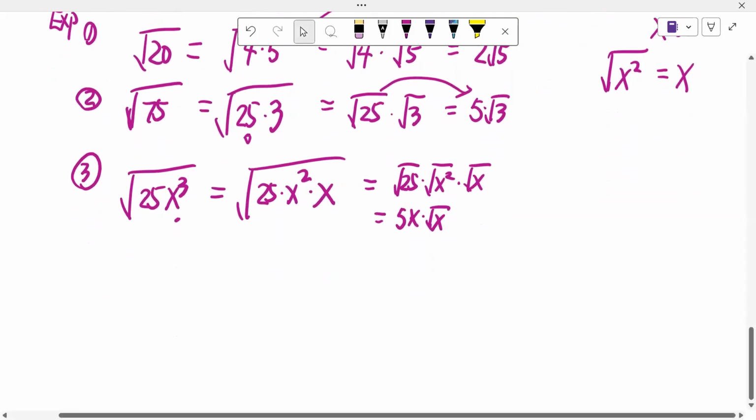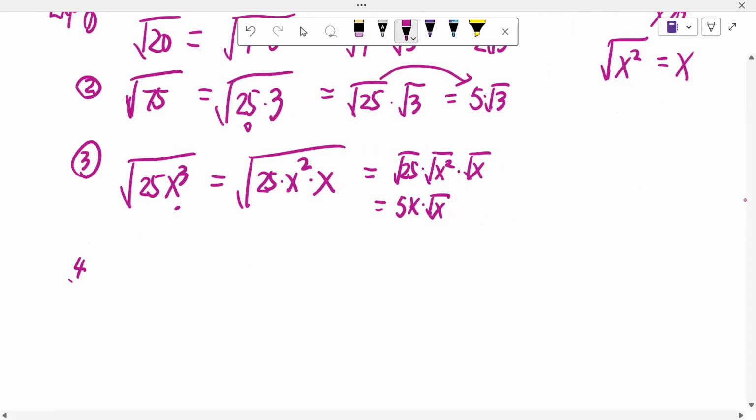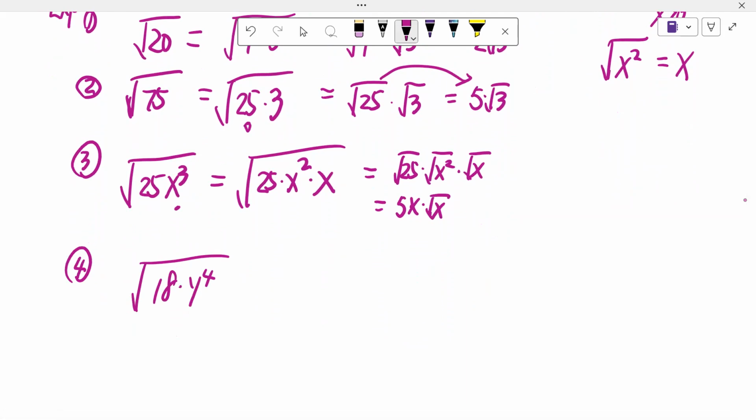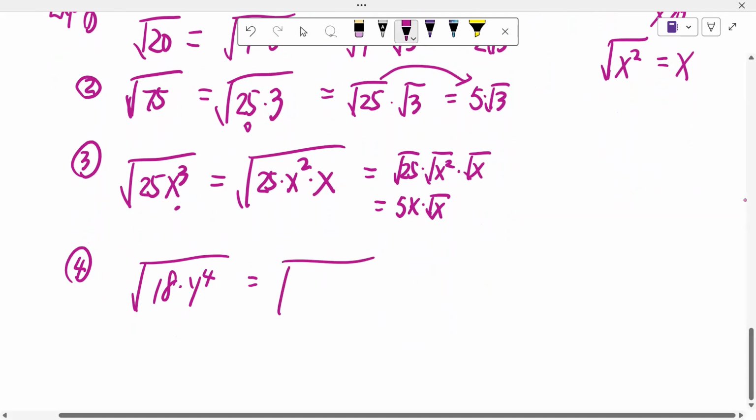Okay, and then the fourth one, let's look at this. Say we get 18 times y to the fourth. First of all, 18 is not a perfect square, right? So you break it down using the maximum perfect square that goes into 18, which is 9. 9 times 2 is 18, and 9 is a perfect square.